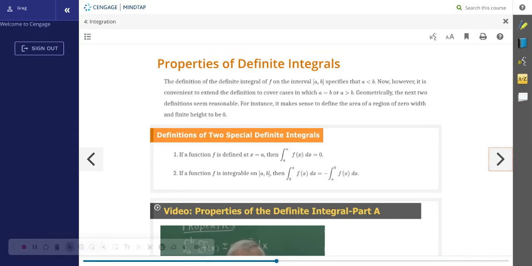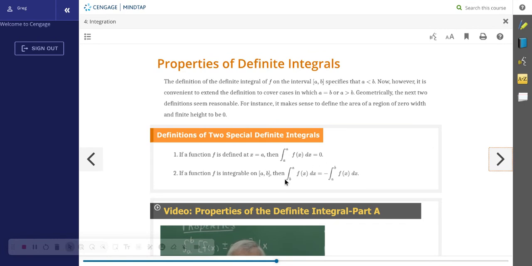Now they're going to show you some key properties of definite integrals. And look, you might want to pause the video and write these in your notes. I don't know what system you're using, but the integral from a to a of any function is 0. There's no width there, so that's the first property.